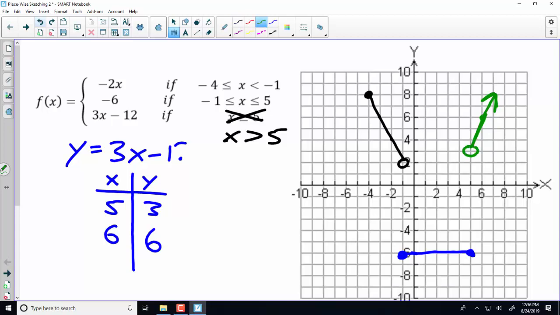to a hollow point. Okay, so obviously someone made a mistake when they wrote this. It could have been Steve.